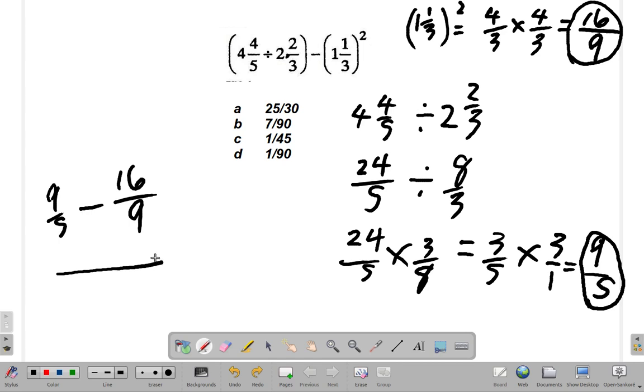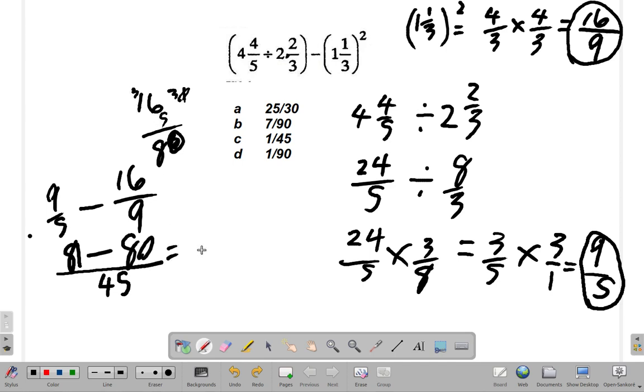Let's find the LCM here. 5 times 9 is 45. We can use 45. 5 into 45 goes 9 times. 9 nines are 81, minus 9 into 45 goes 5 times. 5 times 16: 5 times 6 is 30, bring down the 0, carry 3. 5 times 1 is 5 and 3, 8. So it's 81 minus 80. So that's 1/45. So the answer is C, 1/45. Alright, so you see that?